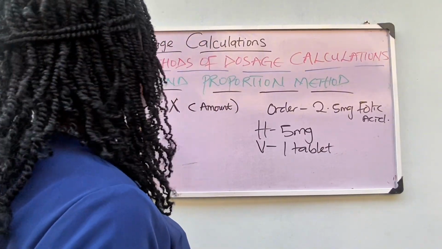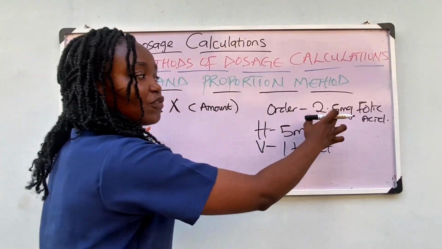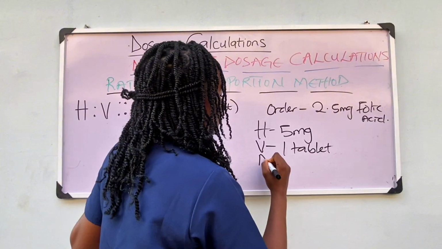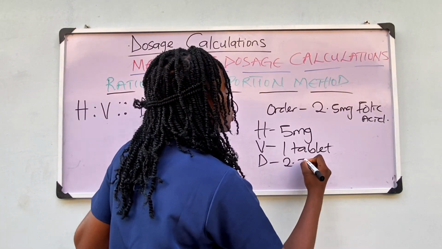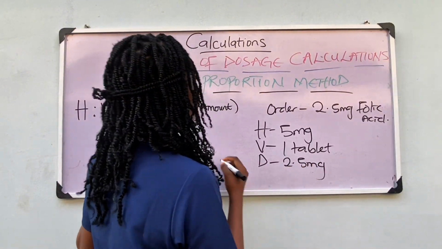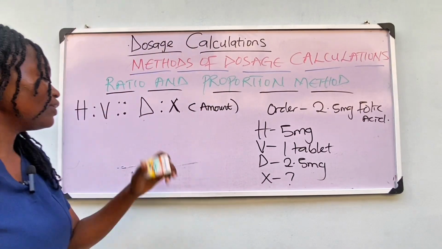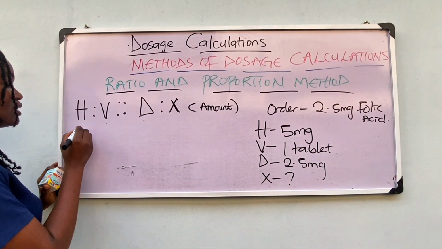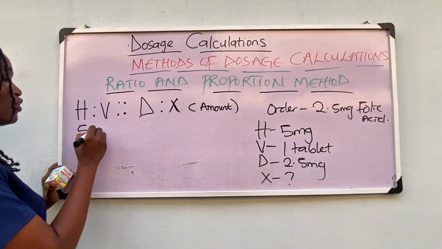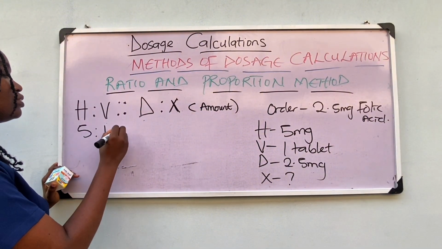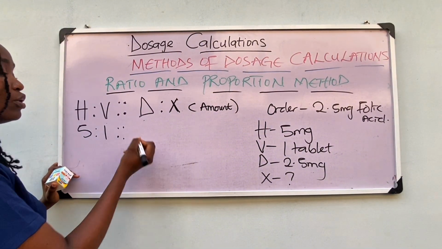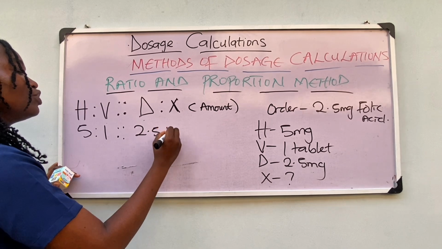Then how about the desired? The desired is what was ordered for this patient. So for desired, we'll have 2.5 milligrams. And finally, the X, which is what we are looking for. Okay, now let's input this. When we are inputting this, we have 5 ratio 1 is equal to 2.5 ratio X.